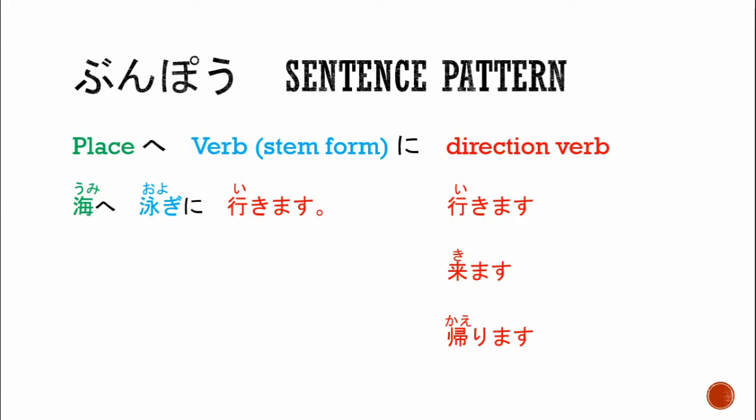Keep in mind that ikimasu is not the only directional verb that can apply with the same grammar sentence. You can also use kimasu and kaerimasu. Kimasu means to come, so the opposite direction of going. And kaerimasu means specifically to come home. It can also be used with this pattern.